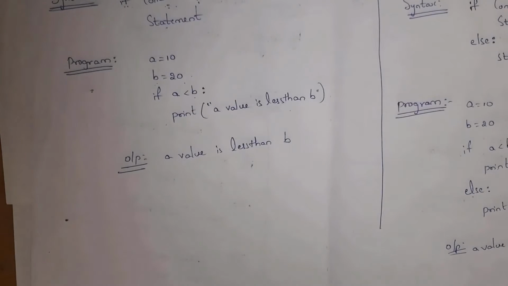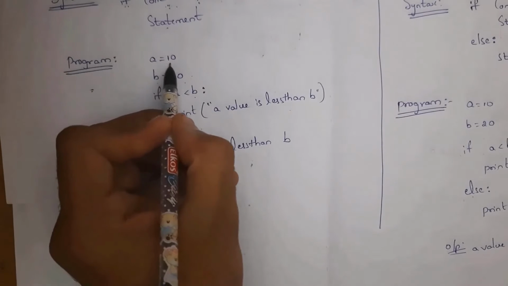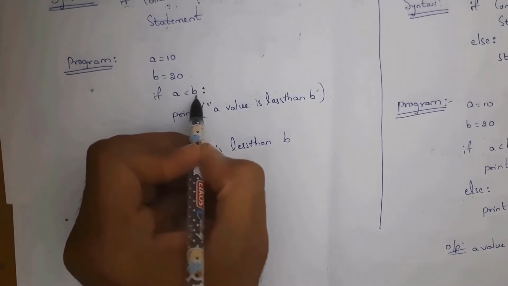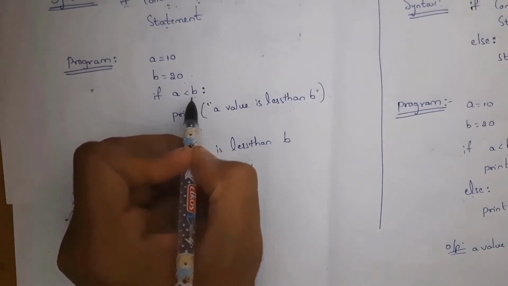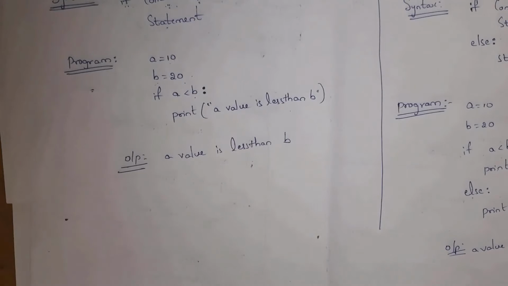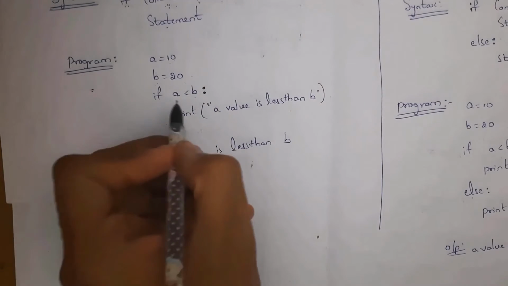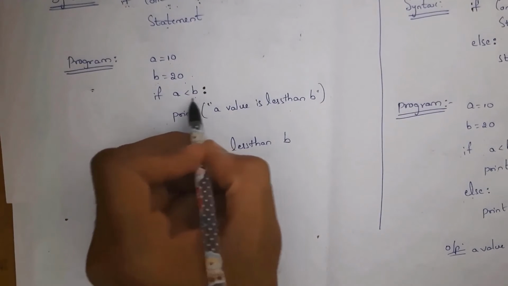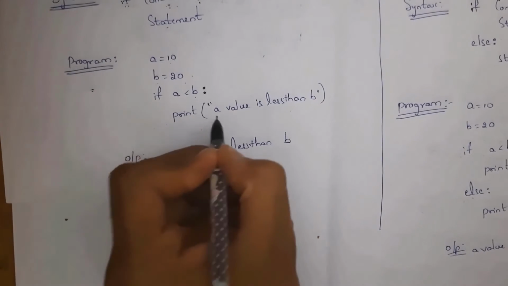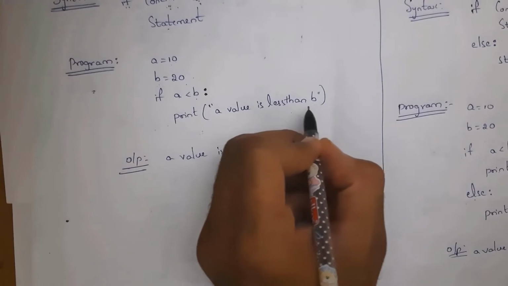This is the program for the if statement. At first I wrote a equal to 10 and after that I wrote b equal to 20. After that I wrote if a less than b, where this a less than b is the condition. After the condition you need to give the colon symbol. In C programming we give the condition inside brackets, whereas in Python there is no need of giving the condition inside brackets, just write a less than b. Inside this if I wrote the statement, that is print a value is less than b. This is the statement which I wrote.